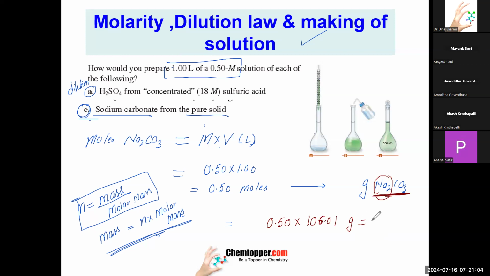So, two significant figures. How many grams? 53 grams? Two sig fig. Yeah, 53.01 gram. You can measure it, right? By using a weighing balance. You can go up to 4 sig fig. If you want to make a very accurate standard solution, you can go for it. Then explain the procedure. Yes, please. Explain how to make it.